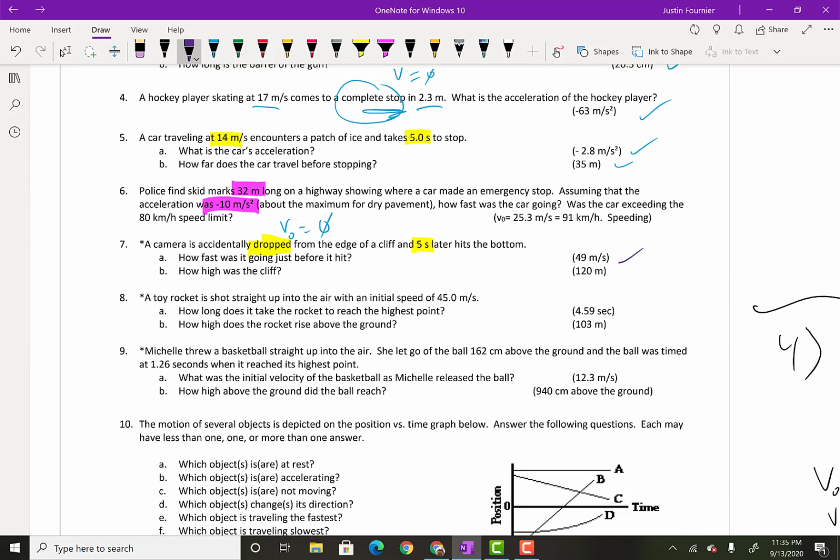That's the speed, because it's asking how fast. So it's just asking the speed. So the negative doesn't matter in this case. And they got 49, I got 50. That's because I used negative 10. They probably use 9.8. No biggie. That's fine.